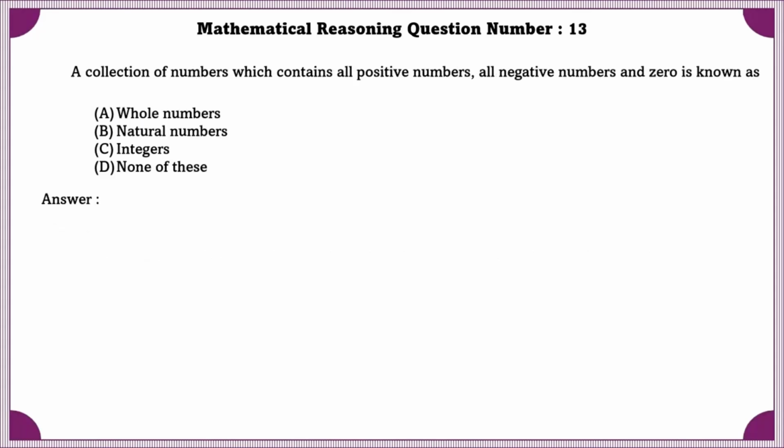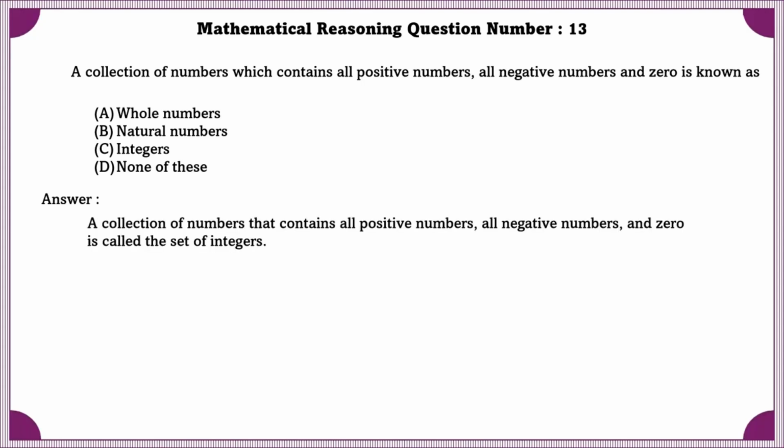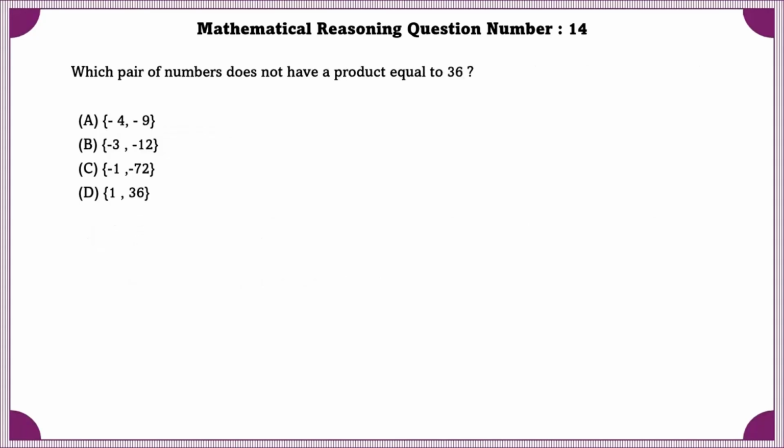Mathematical reasoning question number 13. A collection of numbers which contain all positive numbers, all negative numbers and 0 is known as. A collection of numbers that contain all positive numbers, all negative numbers and 0 is called a set of integers. Mathematical reasoning question number 14. Which pair of numbers do not have a product equal to 36? As we can see here, the only product which is not equal to 36 is the option C.